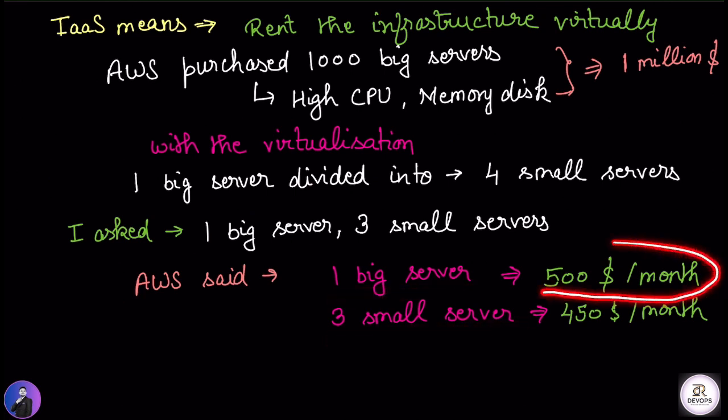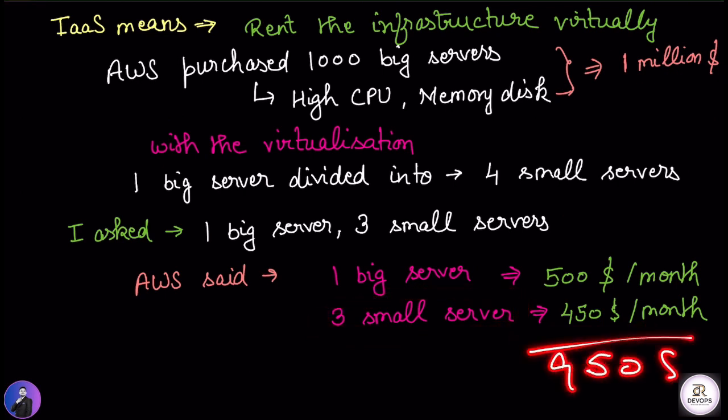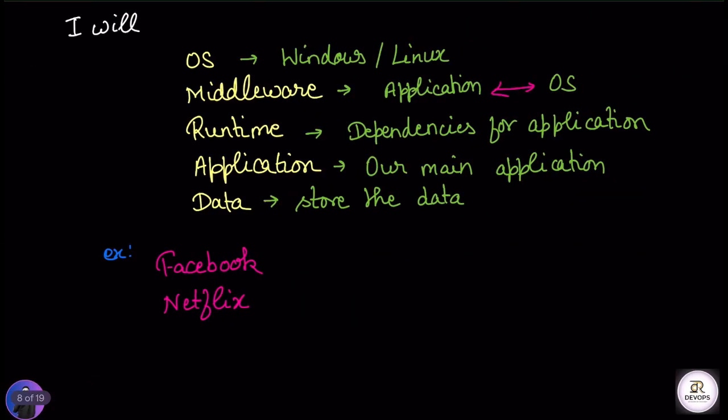You need to pay me this amount, $500 per month for the one big server, $450 per month for the three small servers. So this is the cost which I need to bear per month for these servers. So this is how cloud providers rent their services to businesses, corporate users, etc.